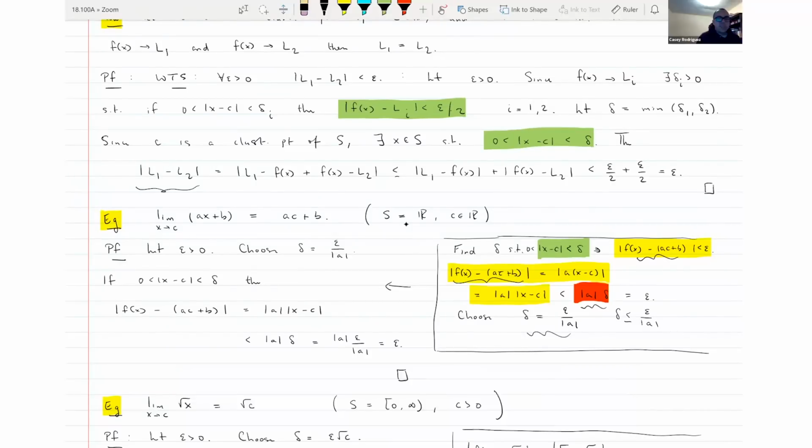Yeah, it's what's in green. That's the thing we're assuming, and we get to use it in this computation. Are there any other questions?